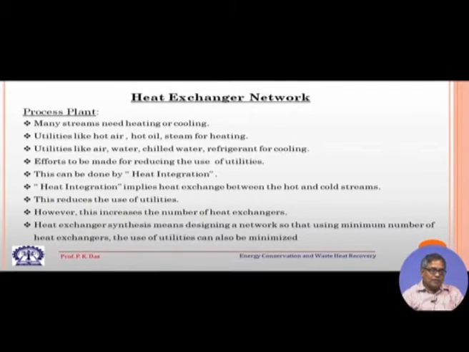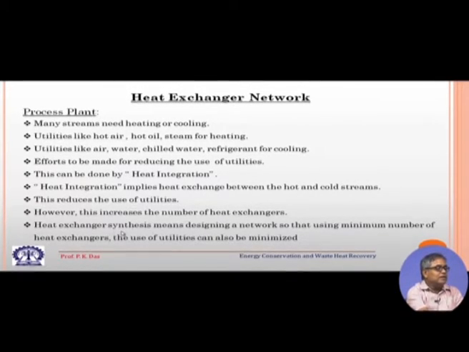But this heating of a stream and cooling of another stream cannot be done just automatically. We have to have some equipment for that, and that equipment is called a heat exchanger. So, when we try to do this internal heating and cooling, then we have to use heat exchangers. When there is heat integration, we have to use a number of heat exchangers. However, this increases the number of heat exchangers.